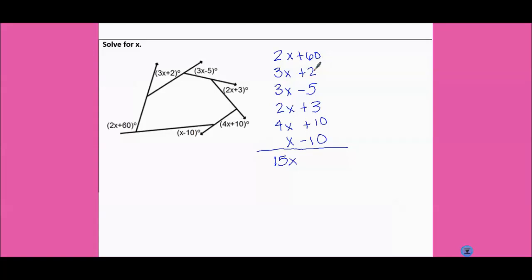60 plus 2 is 62, minus 5 is 57, plus 3 is 60, plus 10 is 70, minus 10 is 60, and we know that that equals 360 degrees. So now we're going to solve. Subtract 60 on both sides. 15x equals 300. Divide both sides by 15. And we get that x is equal to 20.